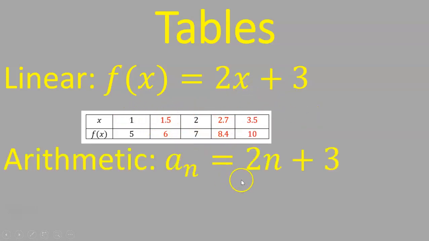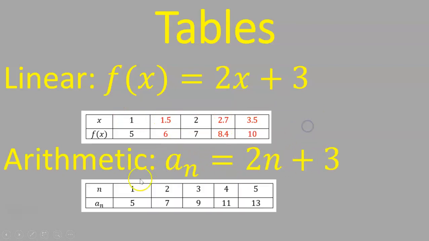But for the arithmetic sequence, which actually has very much the same appearance, you only put in the counting numbers right here. You can't put 1.5 into that, because a sequence is a list of numbers that are defined by their positions. And you can't have a 1.5 position. You only have a 1, a 2, a 3, and so forth.